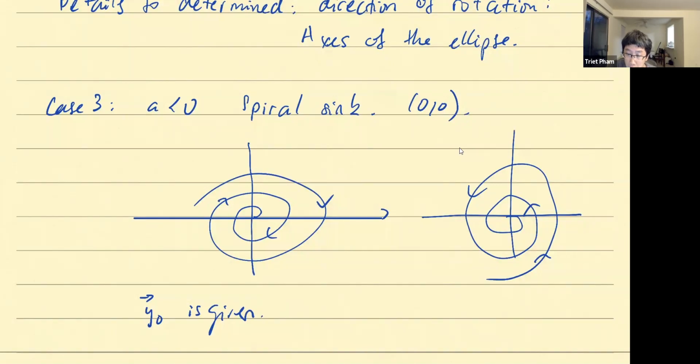The answer is no, because of uniqueness. The solution curves won't cross. Now, of course, with my amateur drawing, it's hard to see why another spiral won't cross it.